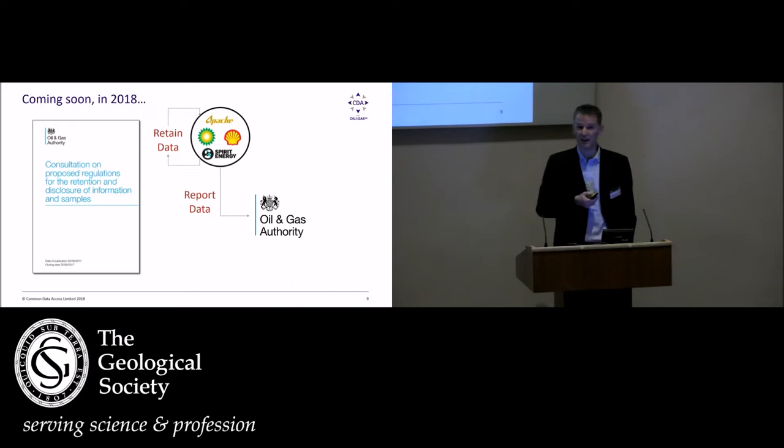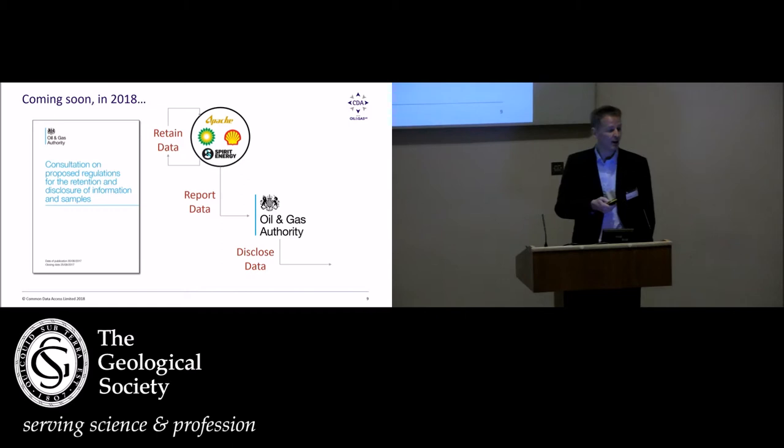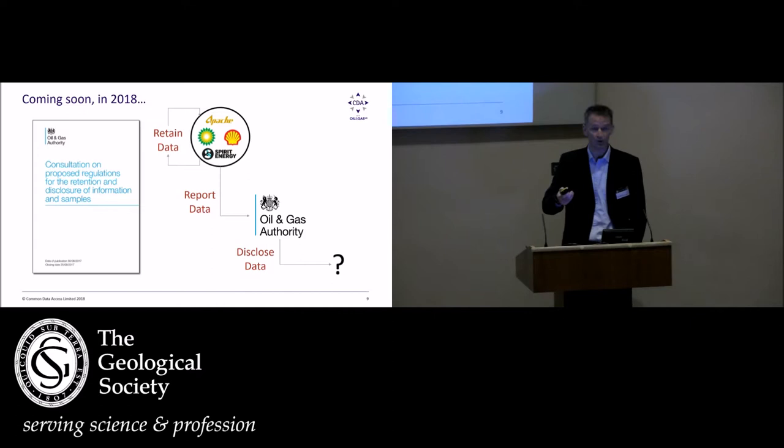The CDA and industry are working very closely with the OGA to try to come up with something which is fit for the OGA's policy directives, but also works well with industry in terms of how all this works. The challenge, of course, for the OGA is how then do you disclose the data? So retaining is quite easy. The oil and gas companies do that already. Reporting, you can provide it to the OGA in the form and manner they require. But what do you need in place in order to disclose the data?